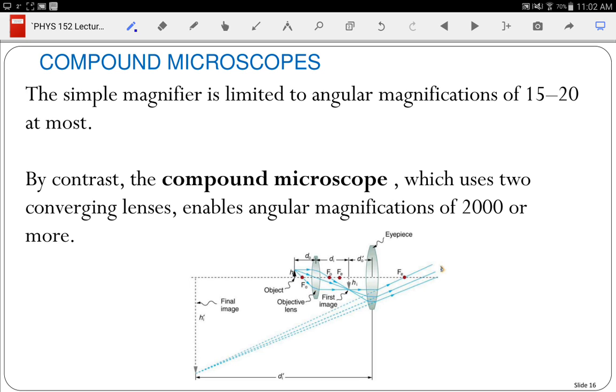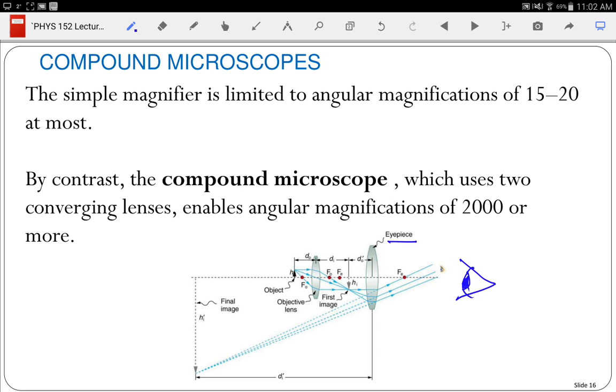You have two lenses now instead of one. One lens we call the eyepiece because your eyeball, I'll make a big eyeball here, your eyeball goes right up to that eyepiece. The other one we call the objective because the object is near the objective, right? So it's named for what's next to it.